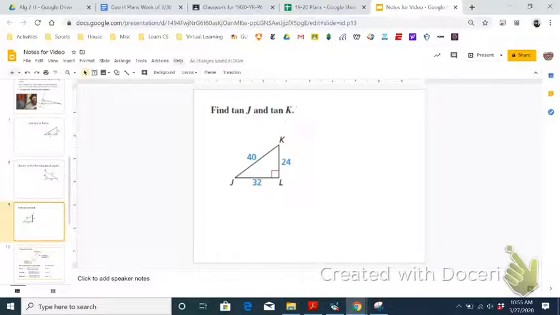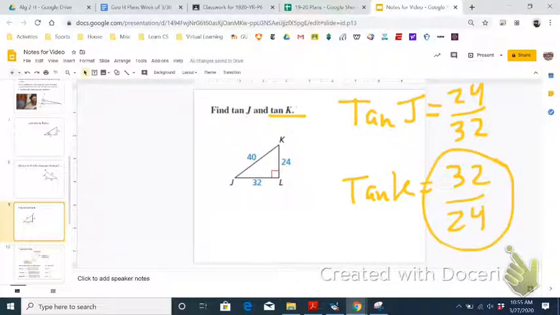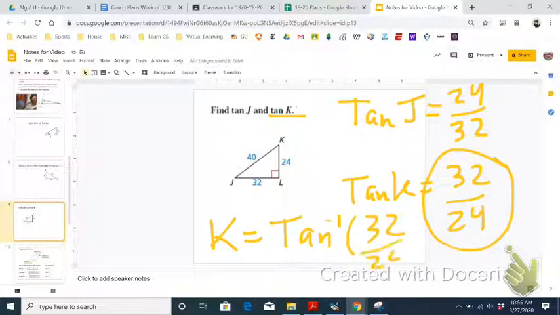And then something like this, where it says just find the tangent of an angle, you don't actually have to use the calculator. You could just write a ratio. So the tangent of J would be the opposite leg divided by the adjacent leg, and then the tangent of K would be the leg opposite of K, 32, divided by 24. So when it asks you to write the tangent of something, your answer is a ratio. But if it asks you to actually find the measure of an angle, then that's when you would do the tangent inverse of that ratio, and it would give you the angle measure in degrees.